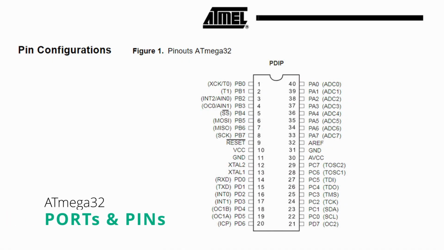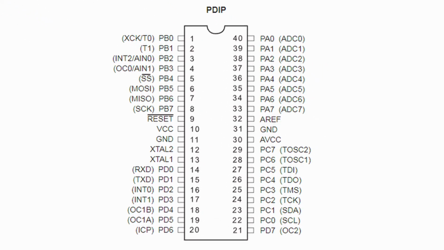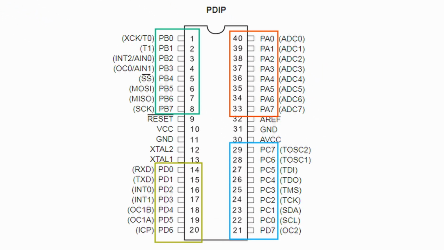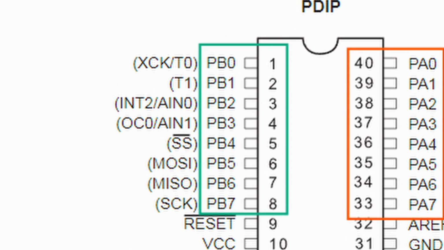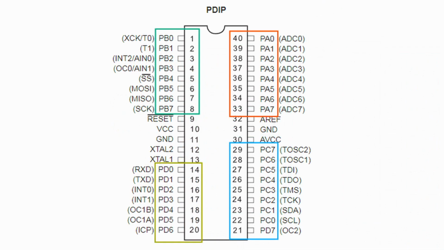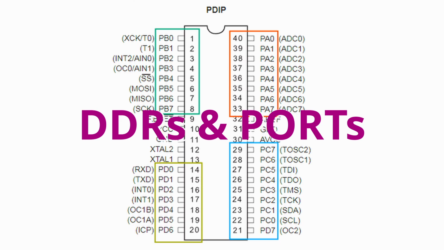To start with, let's see how many ports and pins ATmega32 provides. This microcontroller has 4 ports named PA, PB, PC and PD. Among those 4 ports, only PA has ADC on it. Every port has 8 different pins from 0 to 7. To control those pins, data direction registers and port manipulation techniques are used.